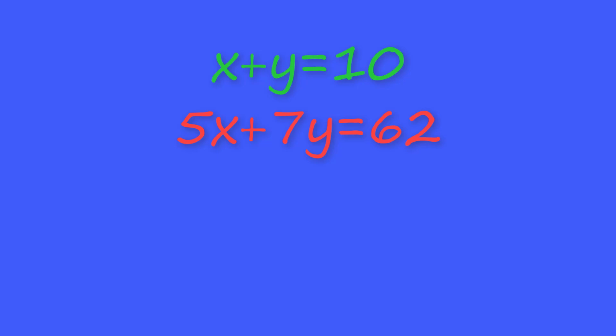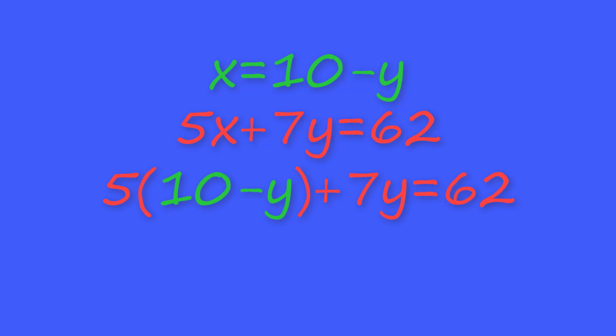Here's one thing you can do. You can rearrange the first equation by using inverse operations. Let's say we rearrange the equation into x equals 10 minus y. In the second equation, we can use the first equation to substitute the x for 10 minus y. So instead of 5x, it will be 5 times (10 minus y) plus 7y. Using the distributive property, we can simplify that to 50 minus 5y plus 7y equals 62, which can also be simplified to 50 plus 2y equals 62.